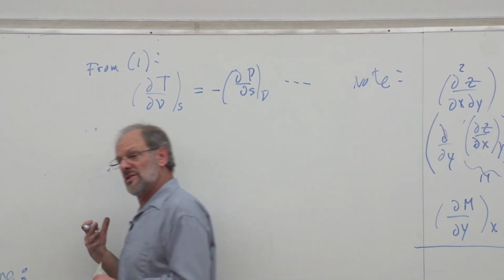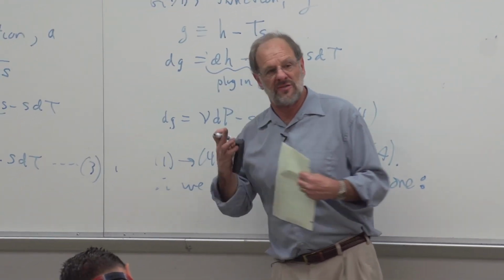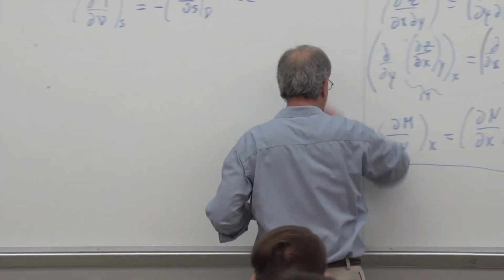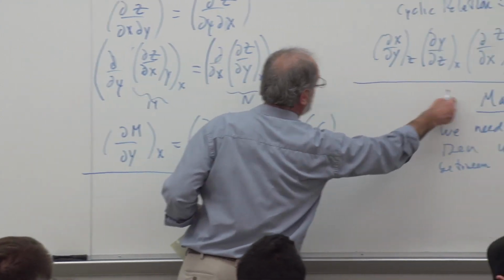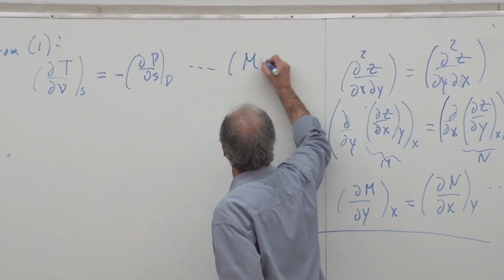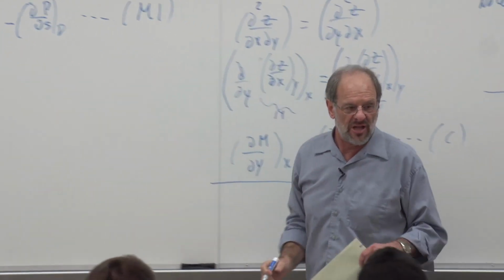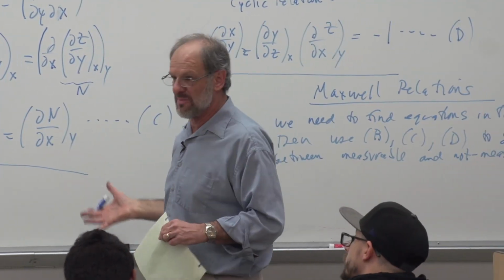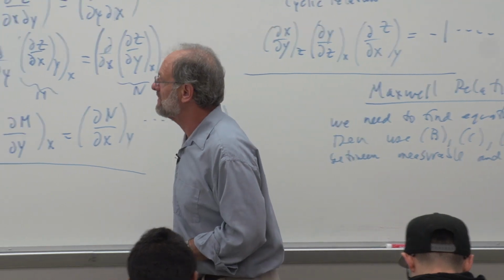Now, this is called one of the Maxwell relations. There's actually 4 Maxwell relations, and that's what this whole topic was called, right? Maxwell relations. So what I'm going to do is call this M1. I'm going to have to call it something. So M1 just means the first Maxwell relation. So there's the first one.